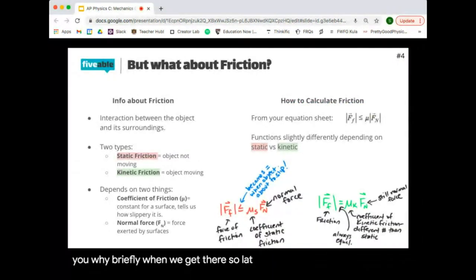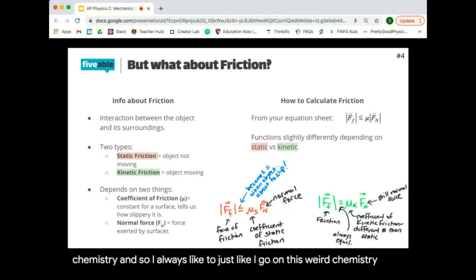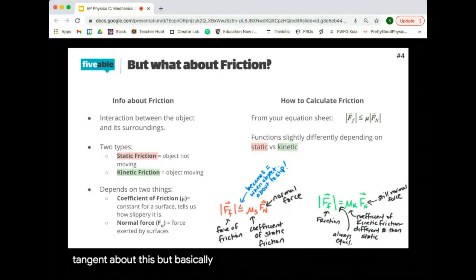There's a lot to do with friction. First thing, what is it? It's the interaction between objects and their surroundings. I also teach chemistry, so I always go on this weird chemistry tangent about this, but basically the atoms in the objects have electrostatic forces, and those interact, and that's why we have friction. That's the fastest I've ever explained that.